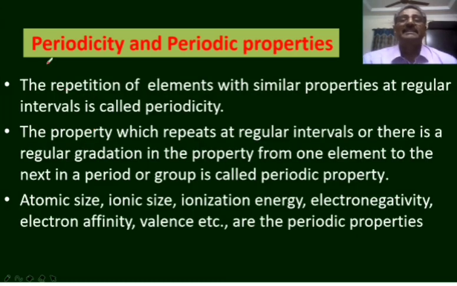The periodicity and periodic properties. The repetition of elements with similar properties at regular intervals is called periodicity. The property which repeats at regular intervals, or there is a regular gradation in the property from one element to the next in the period or group, is called periodic property. Atomic size, ionic size, ionization energy, electronegativity, electron affinity, valence, etc. are the periodic properties.